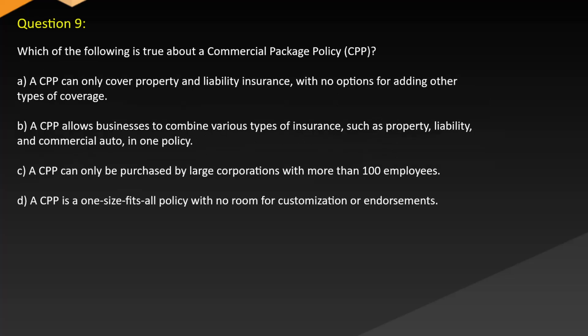Question 9. Which of the following is true about a commercial package policy (CPP)? A. A CPP can only cover property and liability insurance with no options for adding other types of coverage. B. A CPP allows businesses to combine various types of insurance, such as property, liability, and commercial auto in one policy. C. A CPP can only be purchased by large corporations with more than 100 employees. D. A CPP is a one-size-fits-all policy with no room for customization or endorsements.